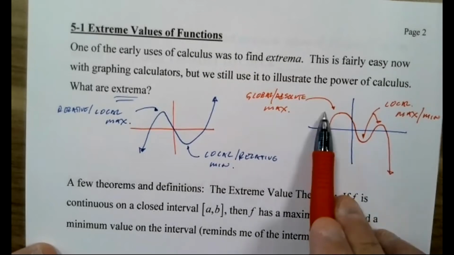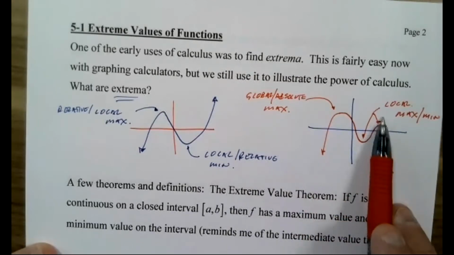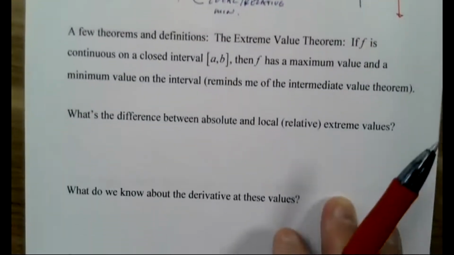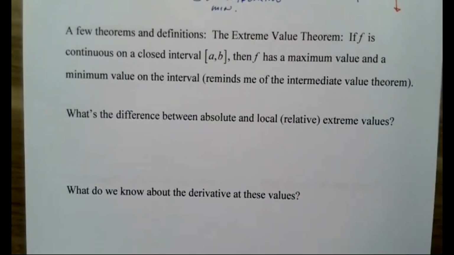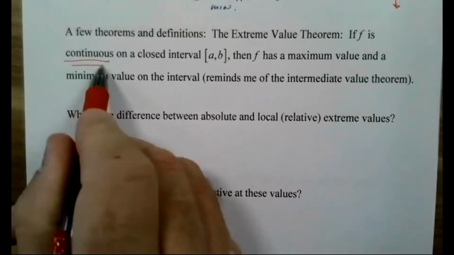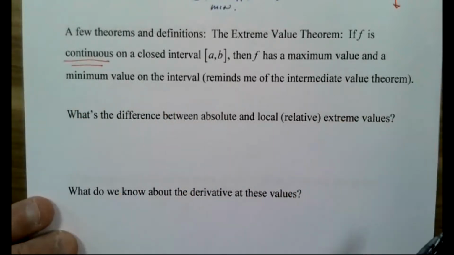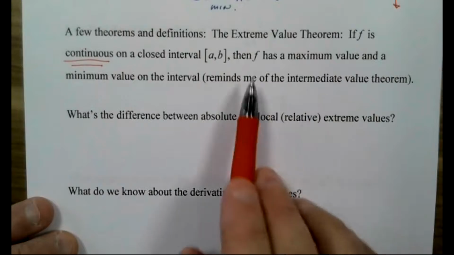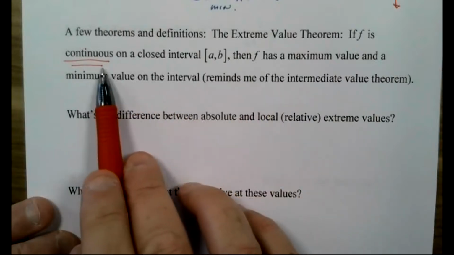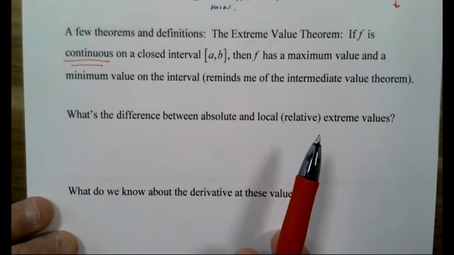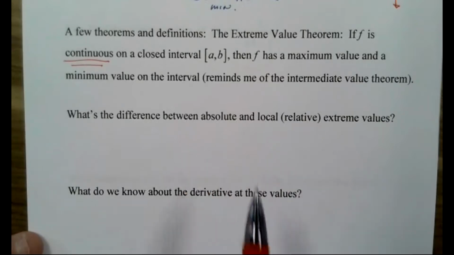Again, we usually get these like intervals. We're going to stop here, we're going to stop here. So you have to check your endpoints. Boy, do people forget that. So here's the extreme value theorem. And this is why we got all that stuff from unit 2, continuous, closed interval, and so on. It's like the intermediate value theorem. It just says, I've got a continuous function on a closed interval, I'm going to have a max and a min. That's it.